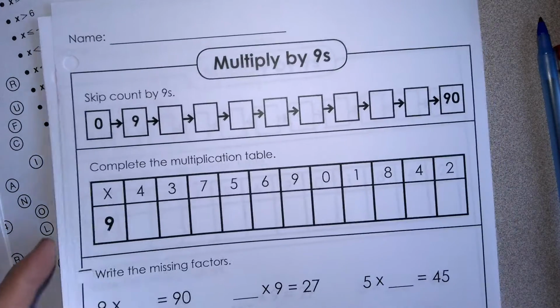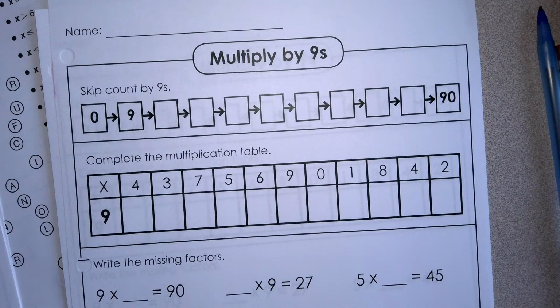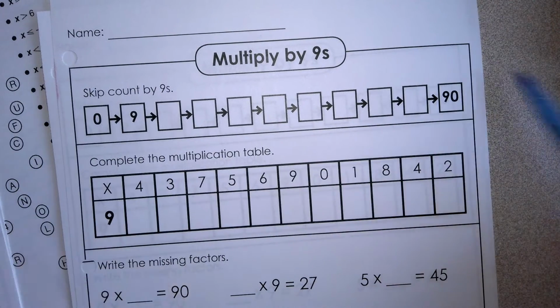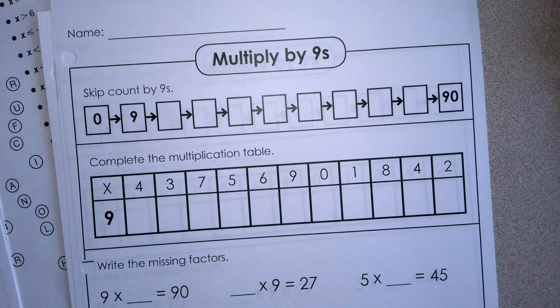I think at the end of the week, you're going to have a multiplication test on zeros, ones, twos, fives, 9s, actually, and 10s. So let's start filling this out, and then we're going to go to your assignment that we're going to do.